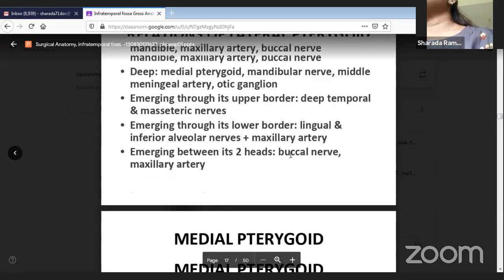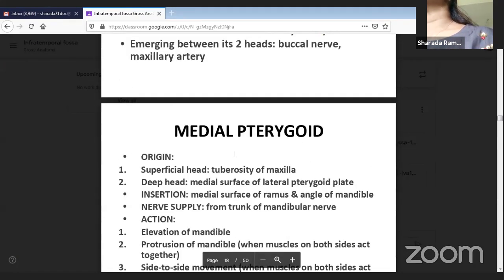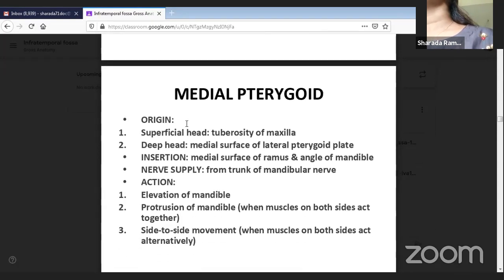Relations are very important. We'll come to that. Now coming to the medial pterygoid. In this medial pterygoid, we are going to see how we are going to write it out.